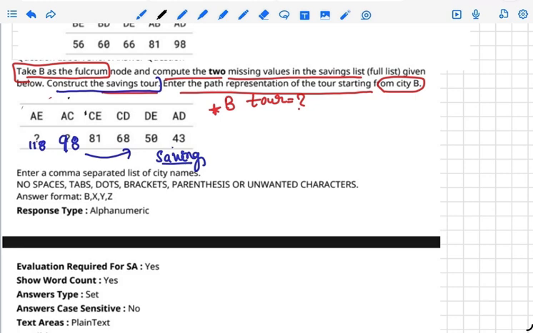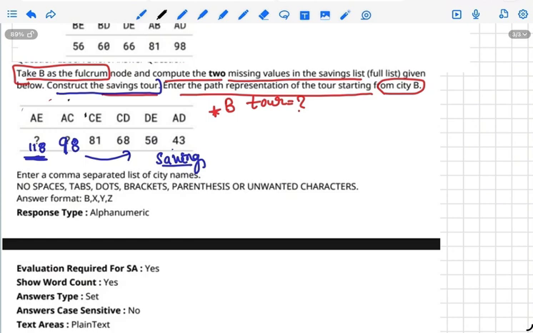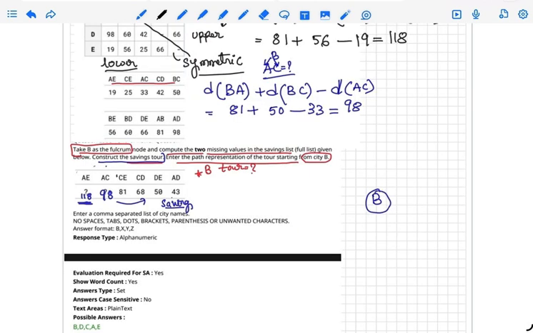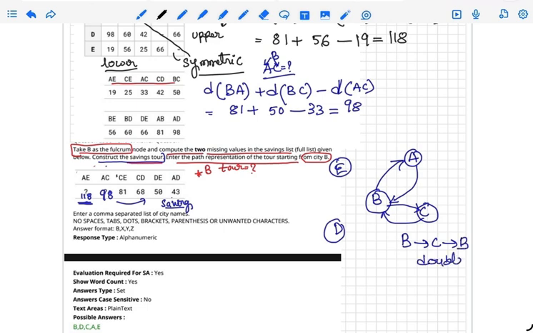How are we constructing it? We select the highest value first. B is the fulcrum node, right? So A, B, C, D and E. This is B to A and again A to B, and B to C and again C to B. So the distance is doubled, right? The B to C distance is the same as C to B also.